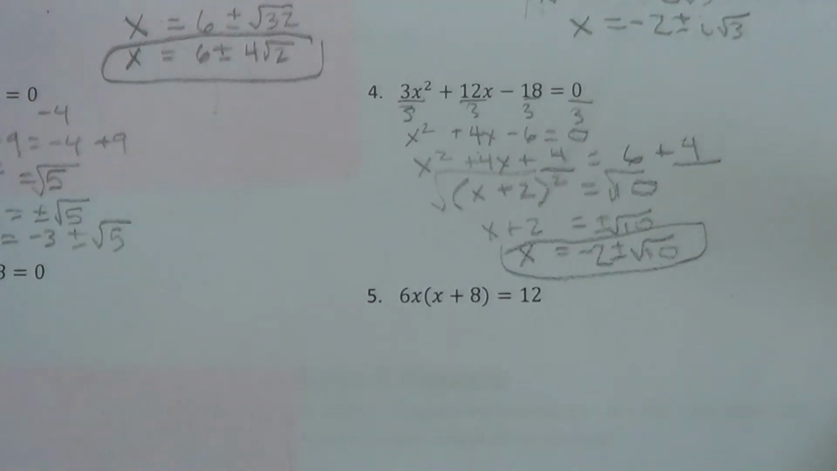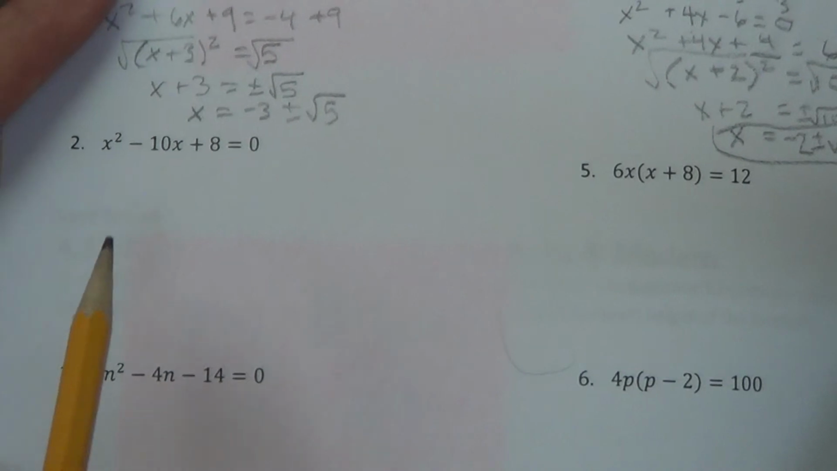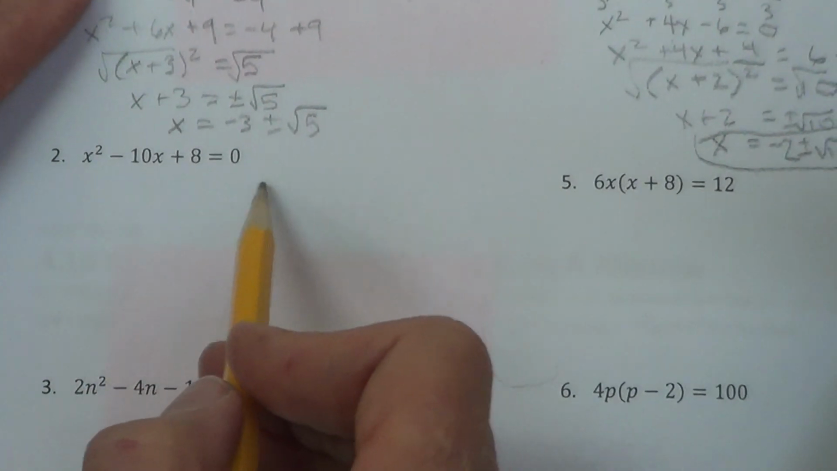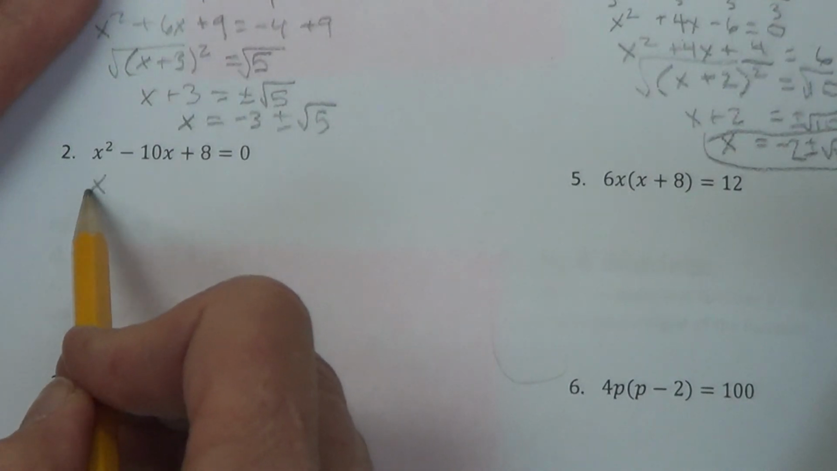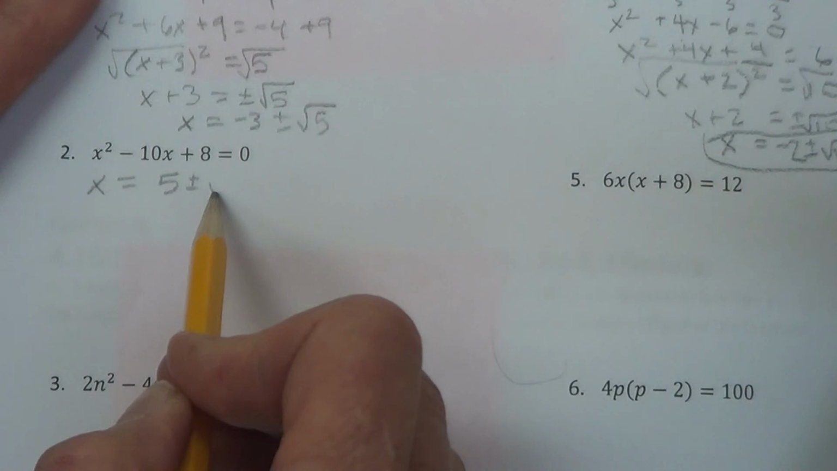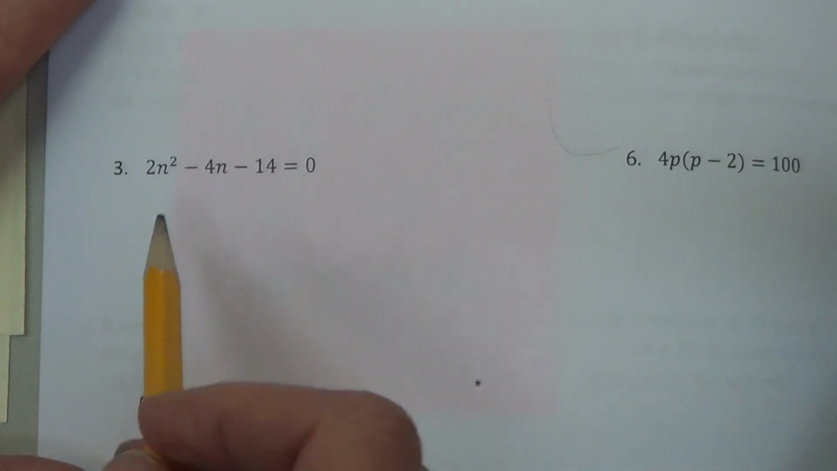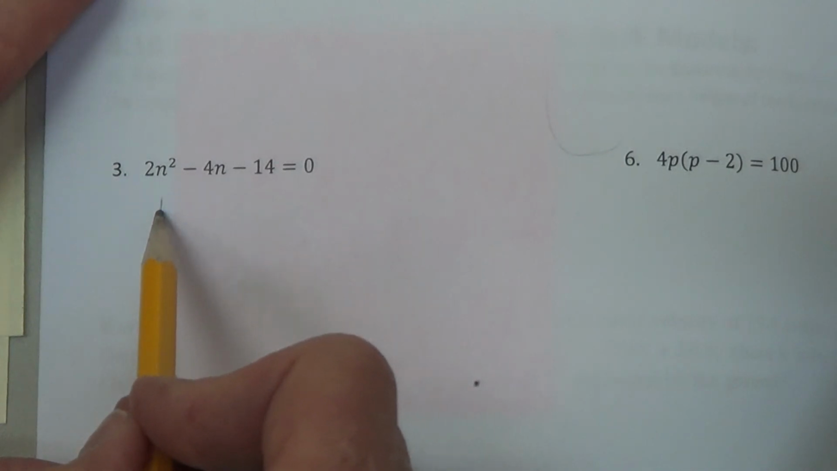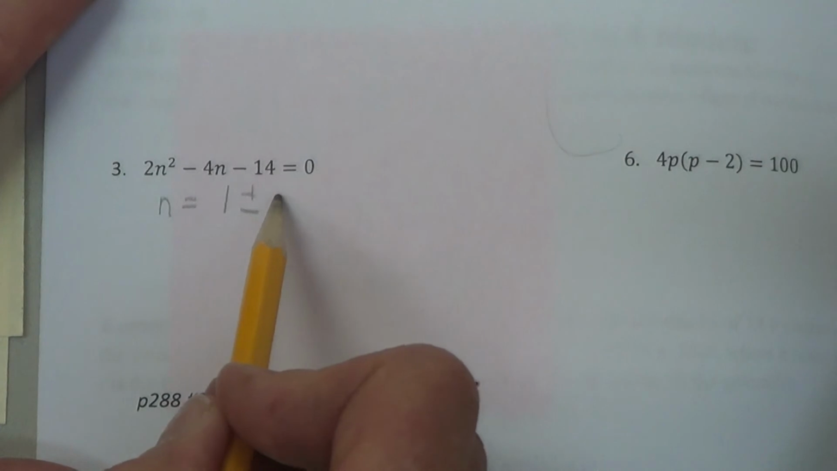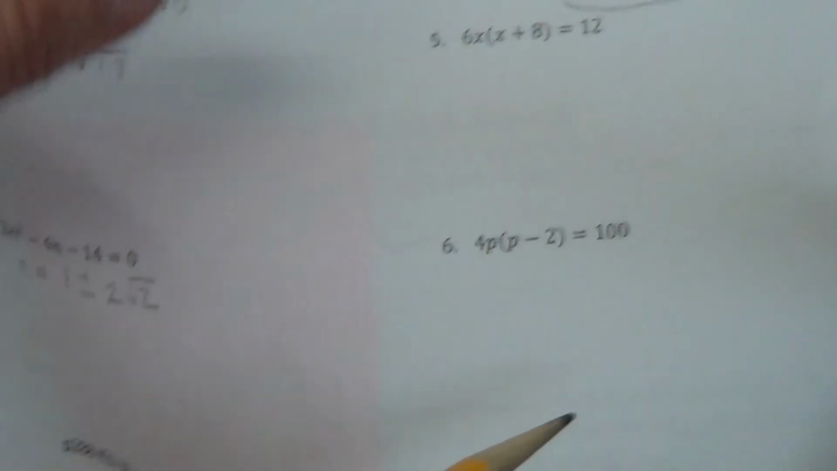Okay, class is going to be starting, so I'm going to just put in the answers. If you cannot get these, then see me. The answer to this one ends up being x equals 5 plus or minus radical 17. The answer to this one is n equals 1 plus or minus 2 radical 2. So do these before the bookwork.